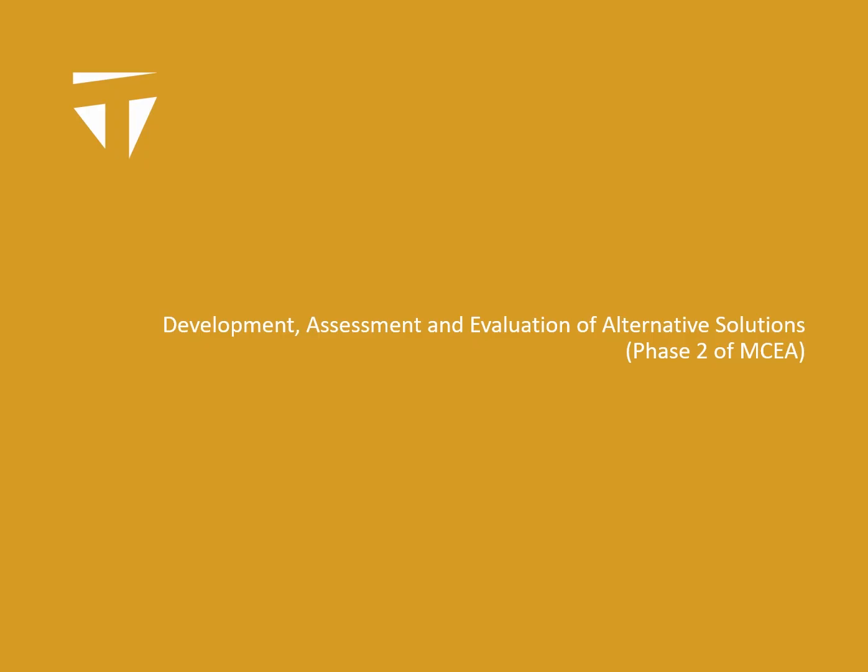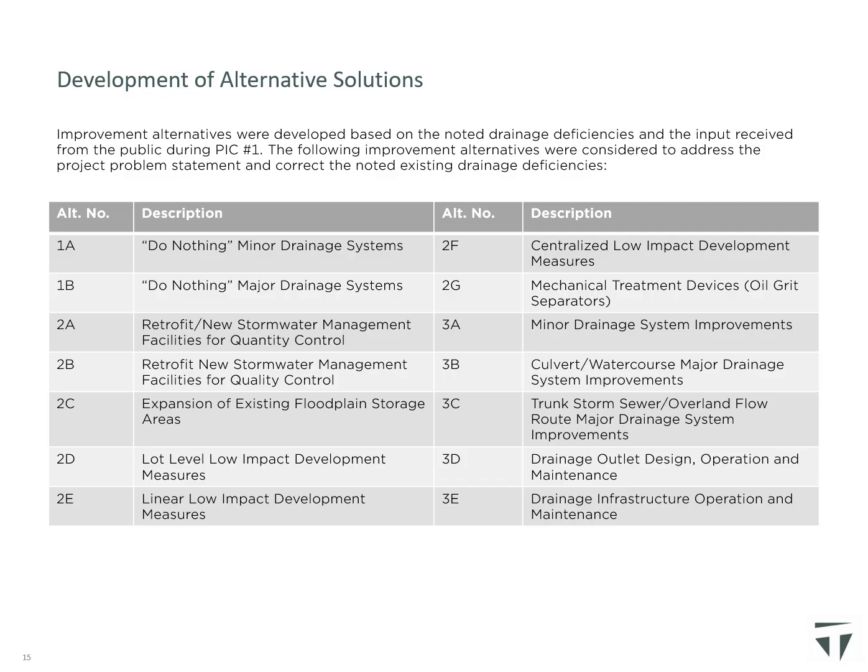Development, assessment, and evaluation of alternative solutions, Phase 2 of the Municipal Class Environmental Assessment. Improvement alternatives were developed based on the noted drainage deficiencies and the input received from the public during PIC1. The following improvement alternatives were considered to address the project problem statement and correct the noted drainage deficiencies.